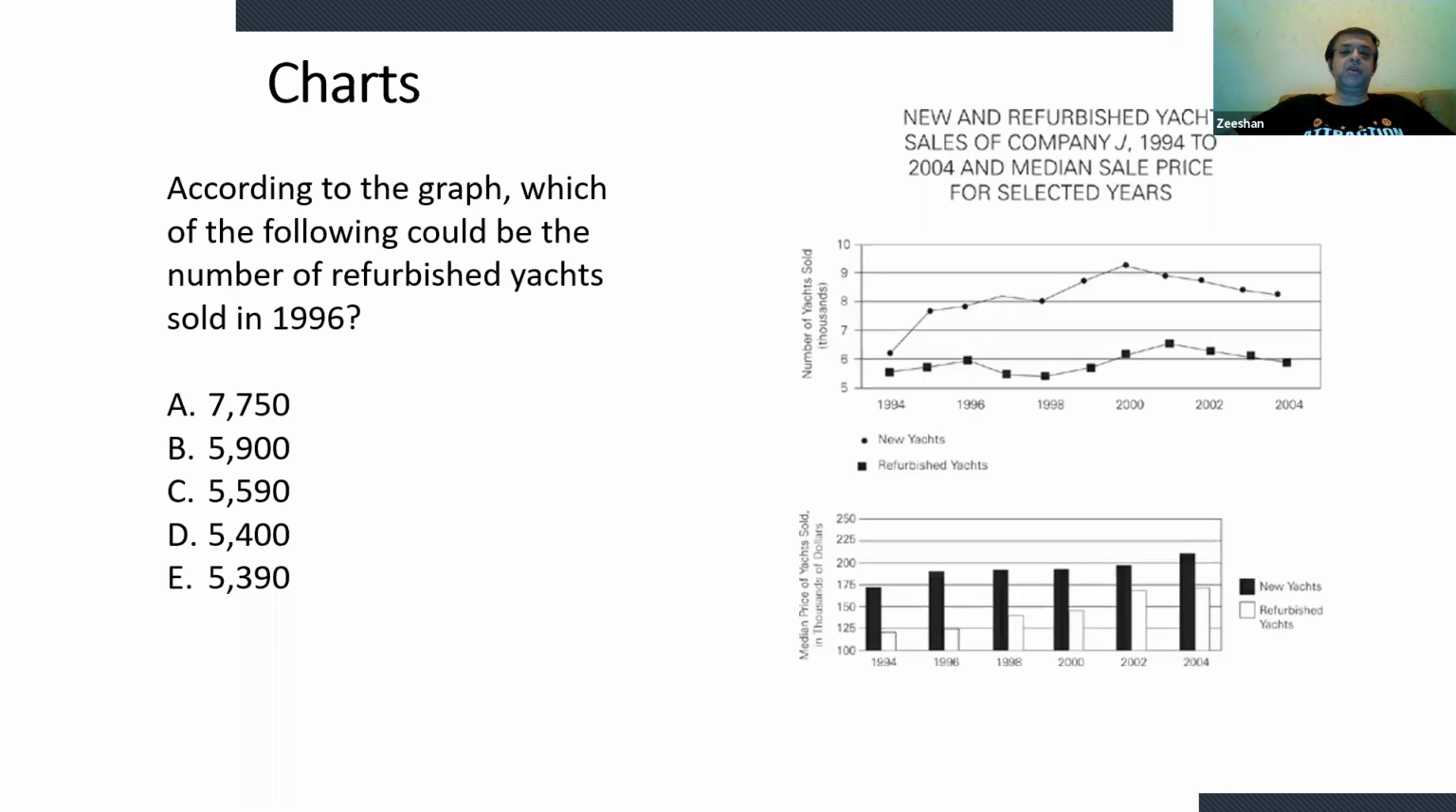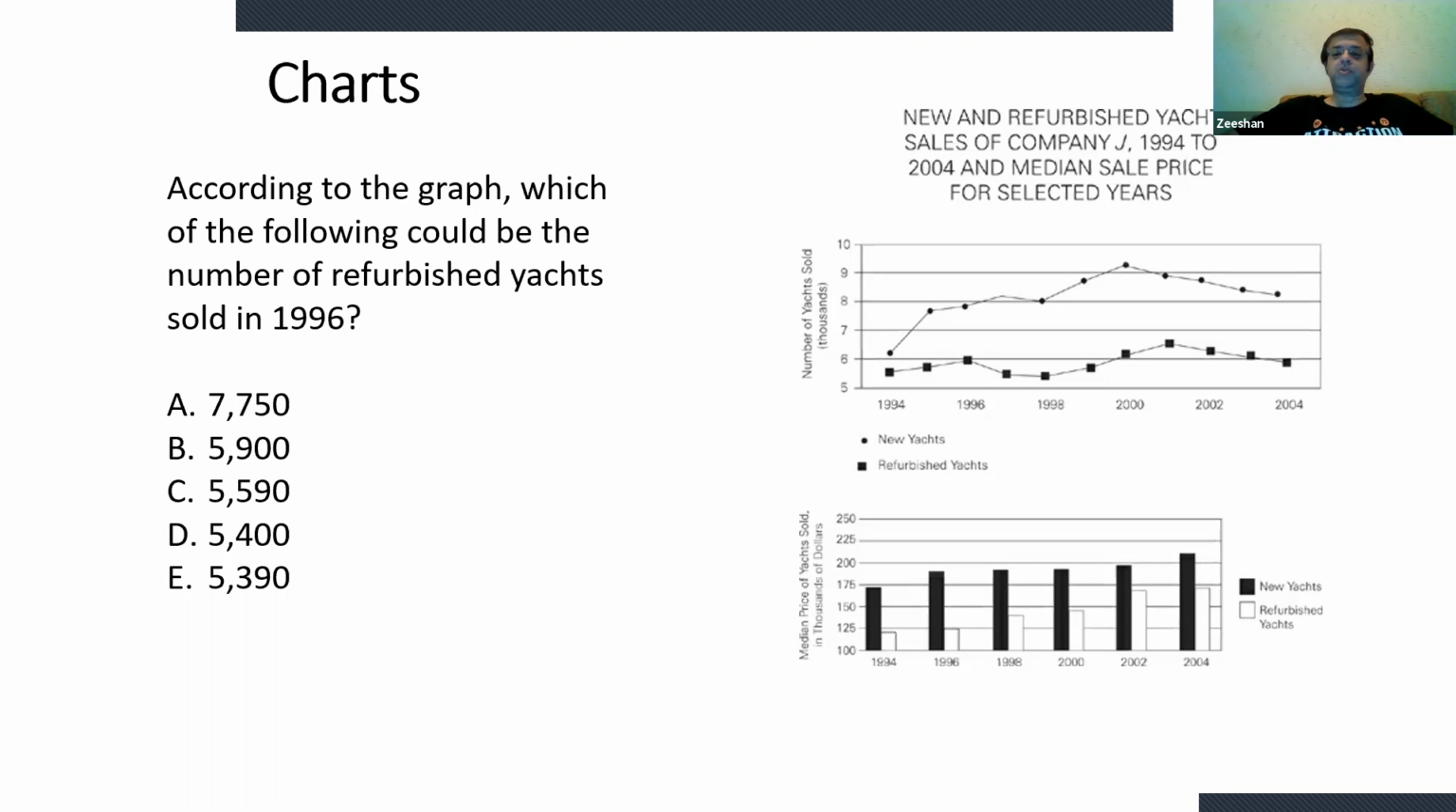Okay, so as I mentioned, there are going to be some questions on data analysis as well. So let's look at this question, which says, according to the graph, which of the following could be the number of refurbished yachts sold in 1996? Now we are given two charts here, and there is a legend. So always look at the legend very carefully. The legend says new and refurbished yacht sales of company J, 1994 to 2004, and median sale price for selected years.